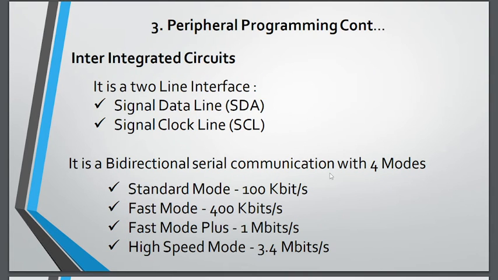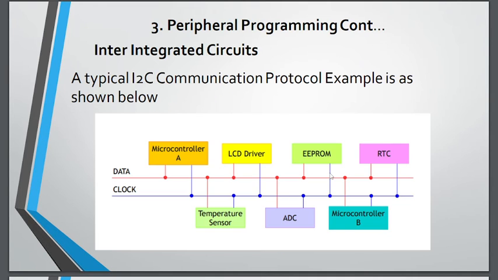Now, I2C has a two-line interface. We have the serial data line and serial clock line, SDA and SCL respectively. It is a bidirectional serial communication with four modes. We have standard mode, fast mode, fast mode plus, and high speed mode with their respective speeds as shown next. Now, a typical I2C communication protocol example is as shown below. That's so simple.